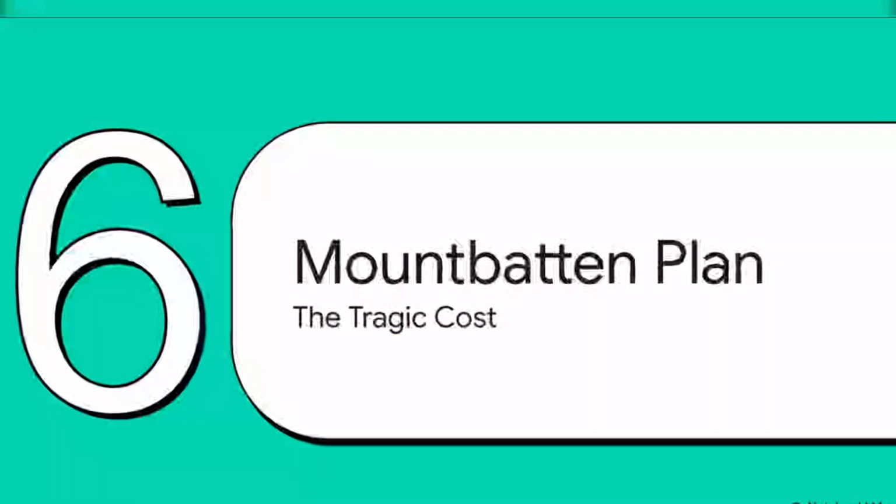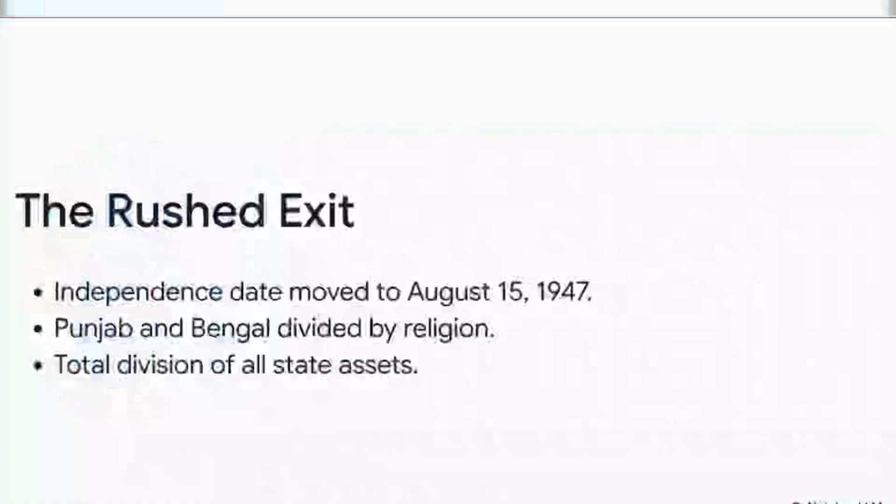And finally, Section 6, the Mountbatten Plan and its tragic cost. With violence spiraling completely out of control, the British sent in Lord Mountbatten to execute the final handover. Now, Mountbatten's plan was defined by unprecedented, frankly reckless speed. He advanced Independence Day to August 15, 1947, purely for personal, sentimental reasons. It was the anniversary of him accepting Japan's surrender in World War II.